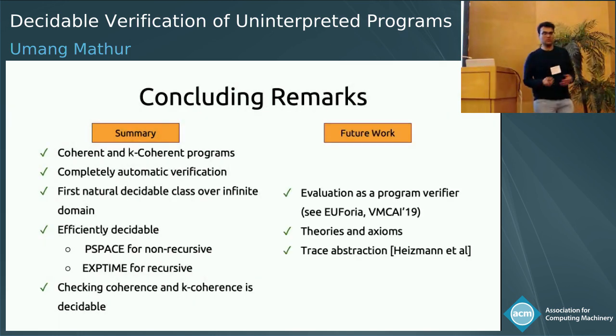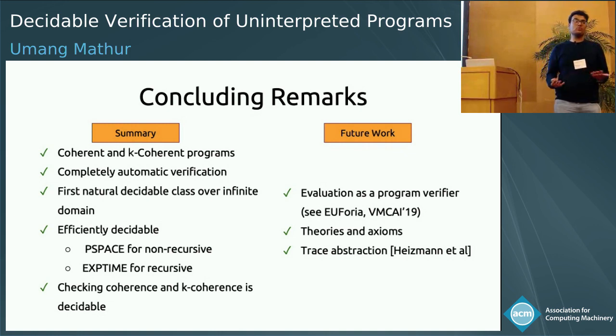And there are lots of avenues for future work, including evaluation of this technique as a practical program verifier. In fact, some days back in VMCAI, there was a paper called Euphoria, wherein they showed that when you treat programs as uninterpreted programs, you can prove a lot of programs to be correct with this abstraction.